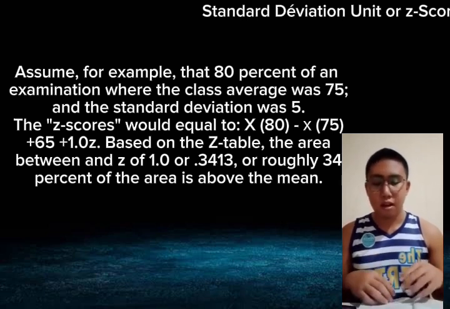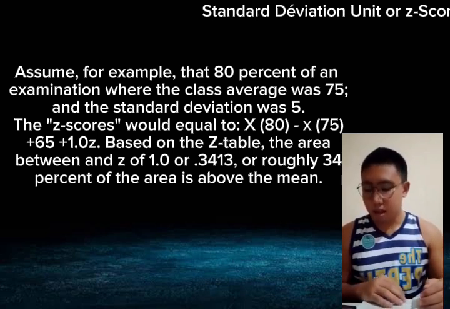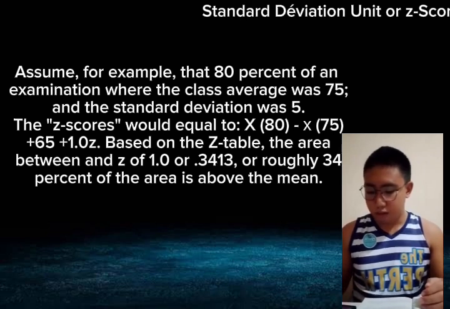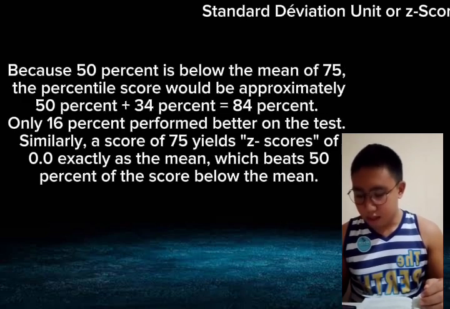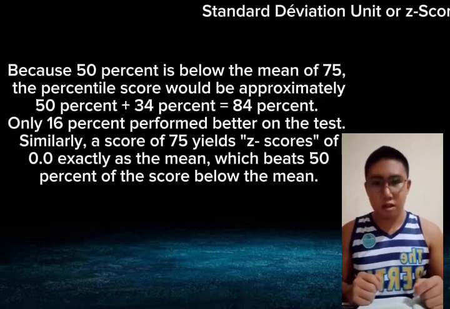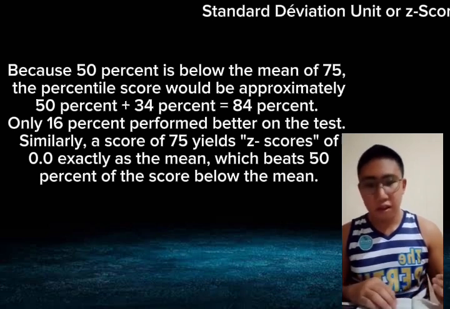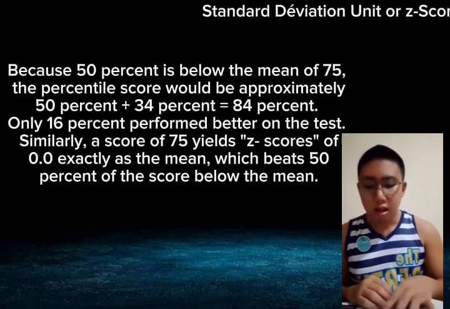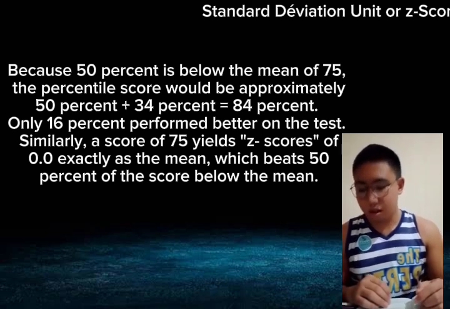And then we divide that by 5 again, so we get the answer of 1.0 z. Based on the z-table, the area between the mean and z of 1.0 is .3413, or roughly 34% of the area above the mean. Because 50% is below the mean, since the average is 75, the score would be approximately 50 plus 34, which gives 84%. Which means that only 16% performed better on the test.